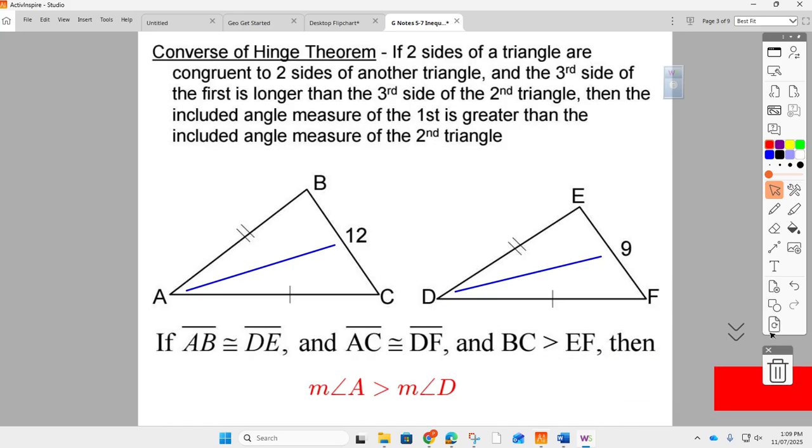Does that make sense, Corey? What, Sharon? Does the M matter? Remember what that is? That's just how you read it. The measure of angle A is greater than the measure of angle D. All right, so far so good?